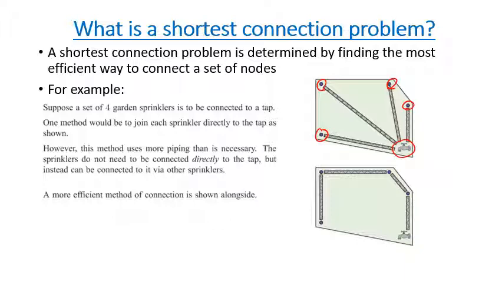So they don't need to be directly connected to the tap, but instead they can be connected to each other. A more efficient method of connection is shown alongside here, where you're connecting from the tap to all the sprinklers and using less tubing. What you will notice is that this diagram looks very similar to a spanning tree. Obviously it doesn't have a circuit, but this is where the spanning tree method that we talked about a couple of lessons ago is going to come into play.